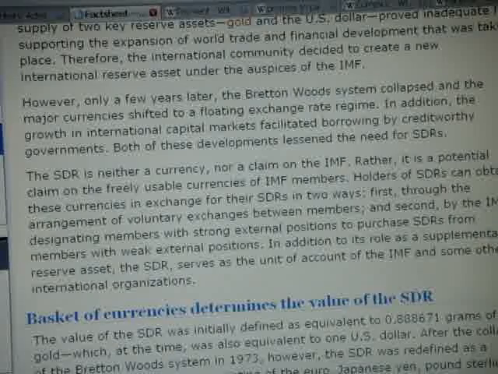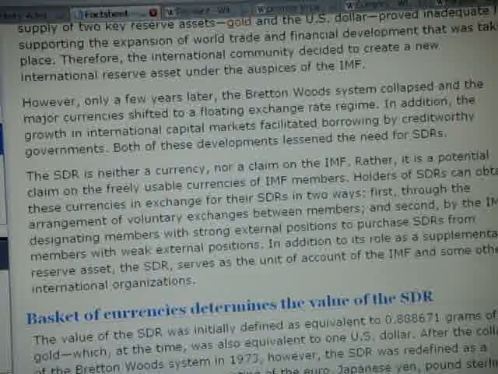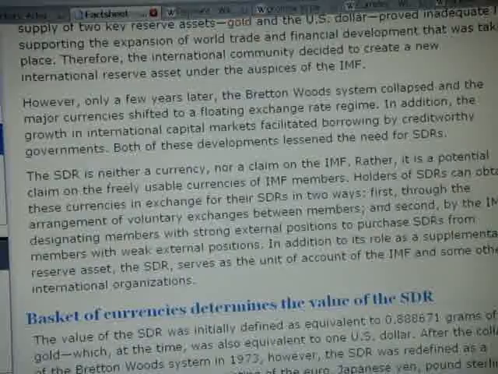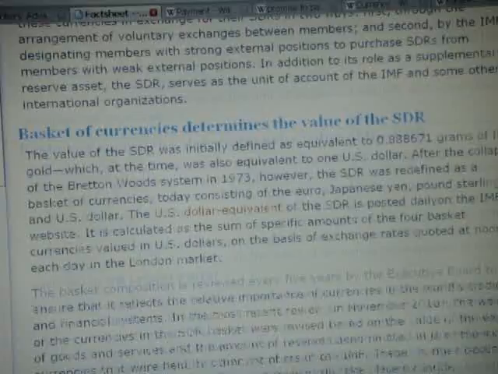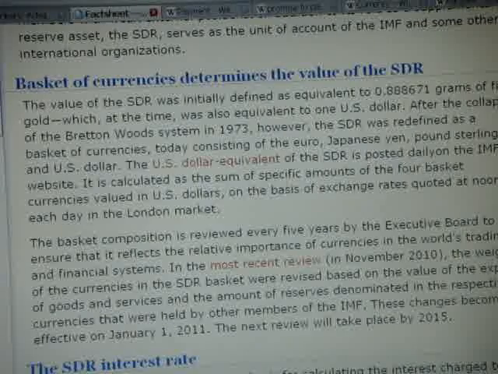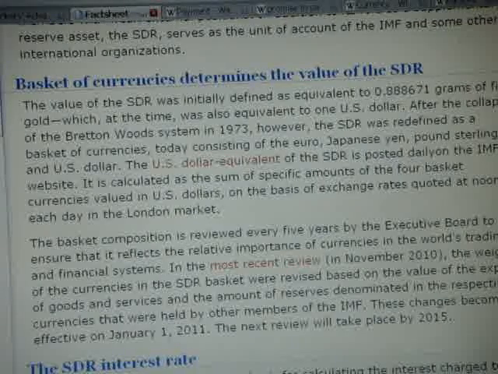Holders of SDRs can obtain these currencies in exchange for their SDRs in 2 ways. First, through the arrangement of voluntary exchanges between members, and second, by the IMF designating members with strong external positions to purchase SDRs from members with weak external positions. In addition to its role as a supplementary reserve asset, the SDR serves as the unit of account of the IMF and some other international organisations.